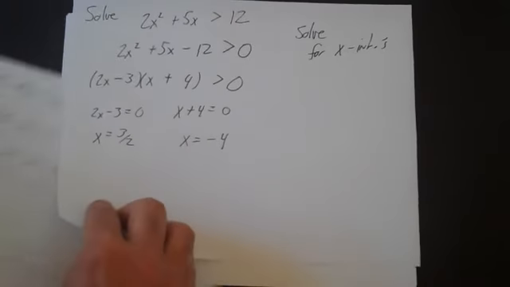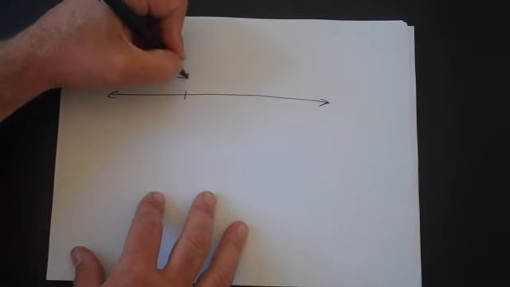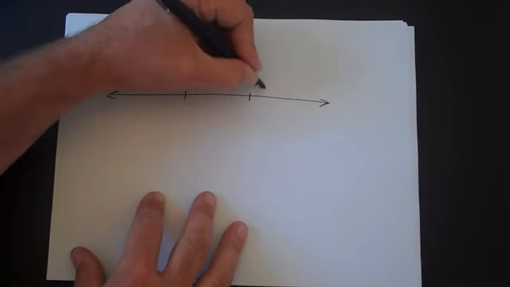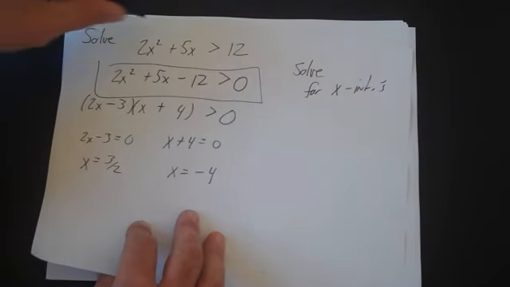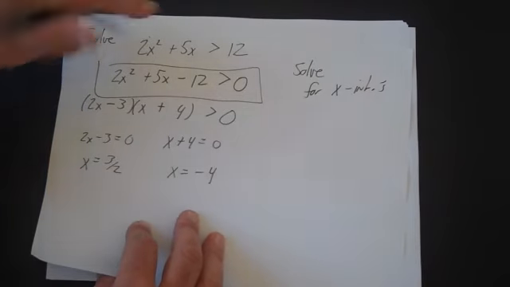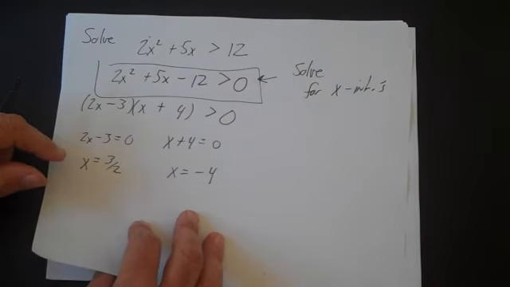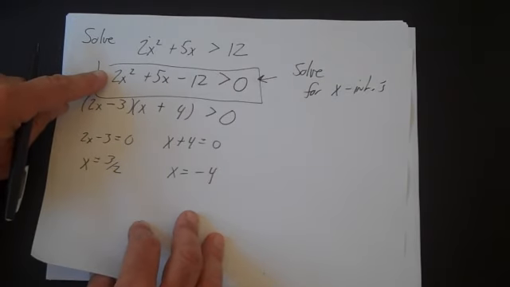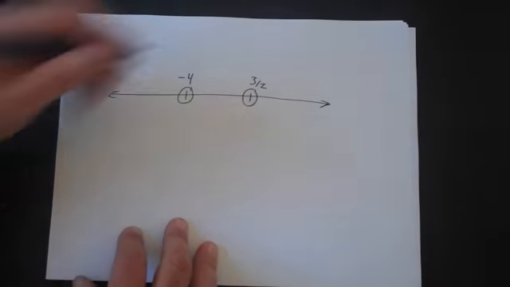Now what you're going to do is draw a number line. The number line is going to include these 2 points, so it's minus 4 and 3/2. The trick here is that since this is greater than, you're not going to use the original problem. You're going to use the one in which you have it greater than or equal to 0, or in this case greater than 0. Strictly greater than. You're going to put an open dot there and an open dot there.